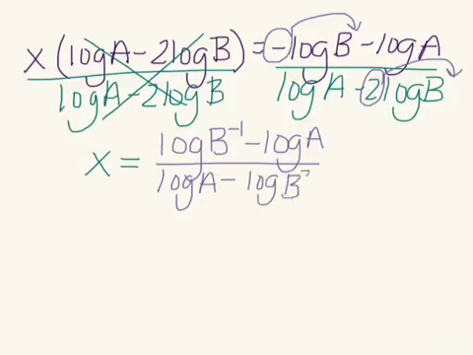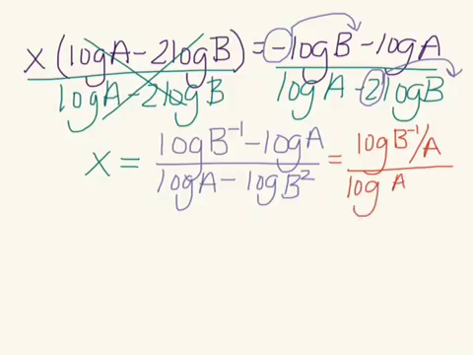You could take the negatives and make those powers, or you can leave them. I think it's easier for a lot of you to say a negative means divide. And that's going to be our next step. Remember, when we're working with logarithms, minus means divide. So this is log of b to the -1 divided by a. And here we have log of a divided by b squared.